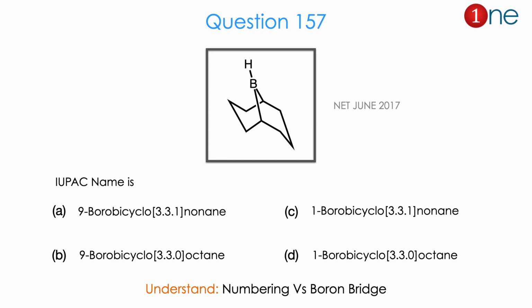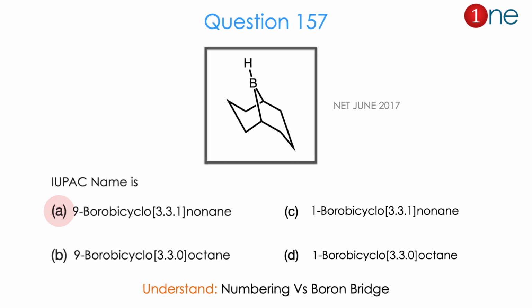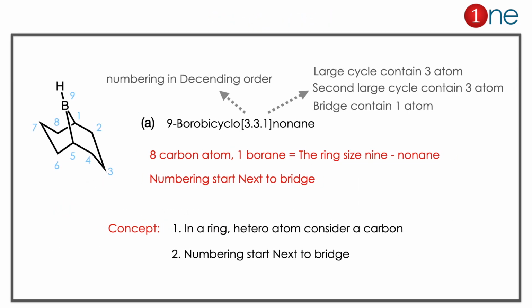Here in the 4 answers you have 2 differences. One is octane and nonane and the numbering 1 and 9. So from the structure and possible 4 values you might realize the question is really about numbering versus boron bridge. The answer is A. Let us see how. The 9-boro-bicyclo-331 nonane is the answer because in the bicyclic system you have to count boron also as a carbon, so it's a nonane system. So 8 carbon atoms, 1 boron, so ring size is 9, so it's a nonane.